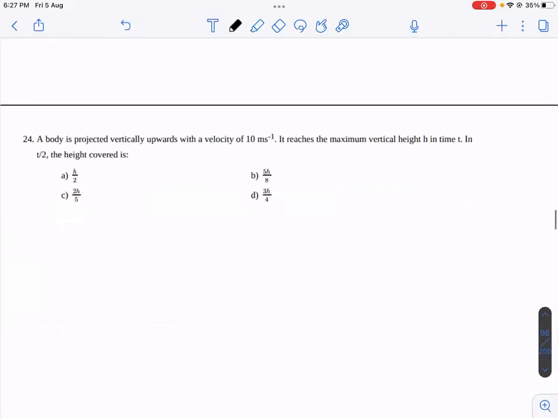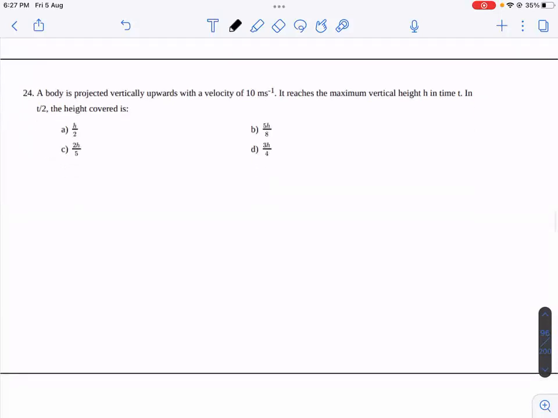So we'll do two last problems and then wind up. Okay. Try them. A body is projected vertically upwards with a velocity of 10 meters per second. It reaches a maximum vertical height h in time t. In t by 2, what is the height covered by the same particle?